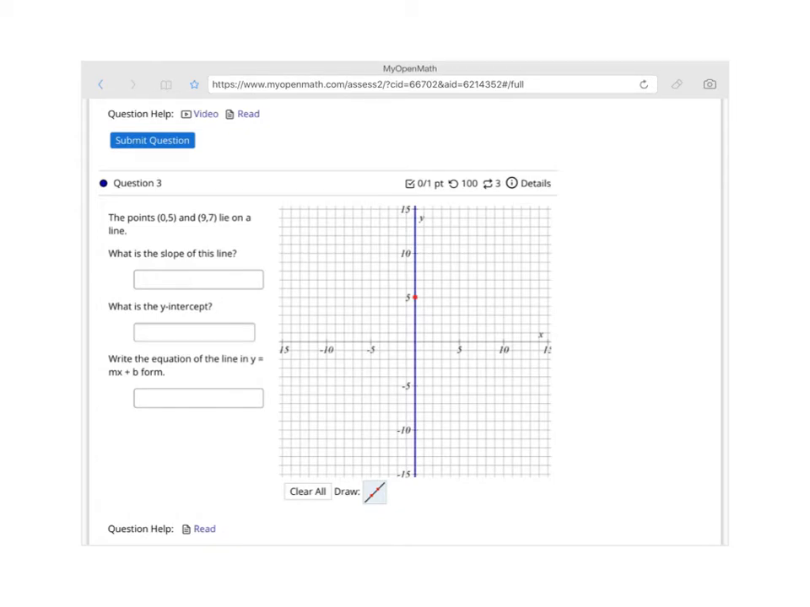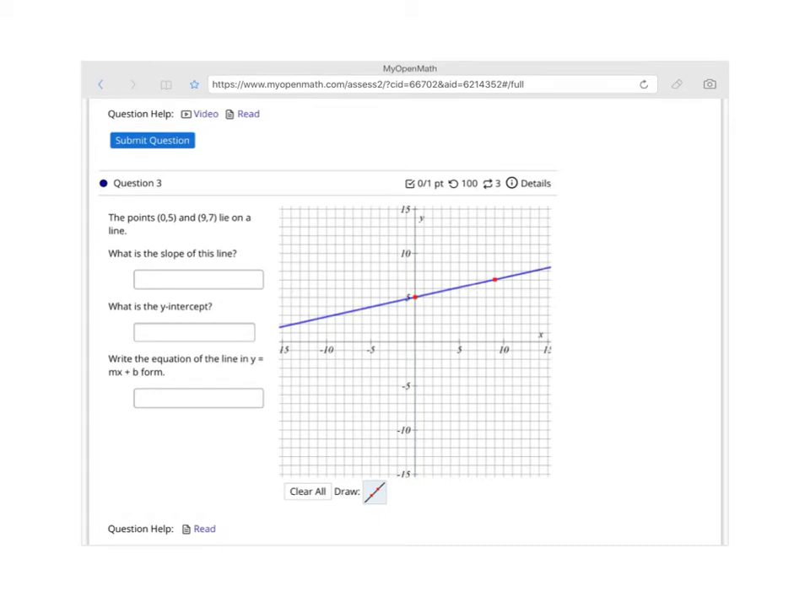And then I need to do another point, which is at the point 9, 7. So 9, 7 is 9 to the right and up 7. And put a point there, and that draws my line for me.